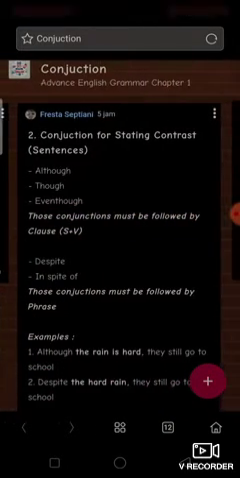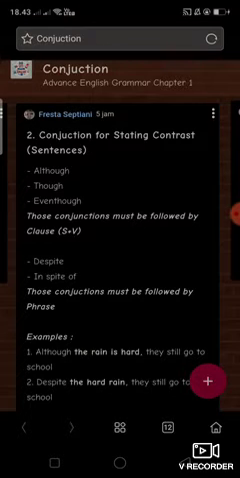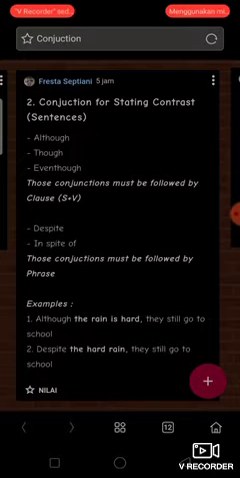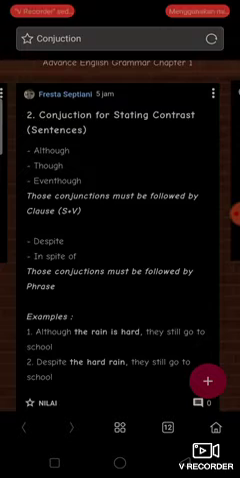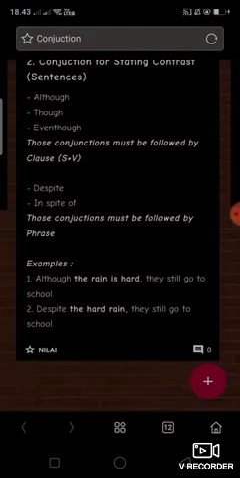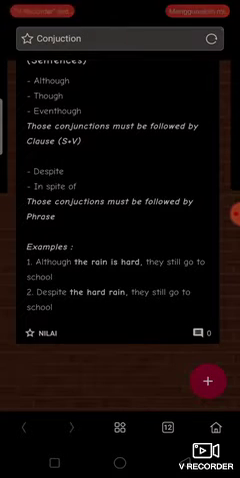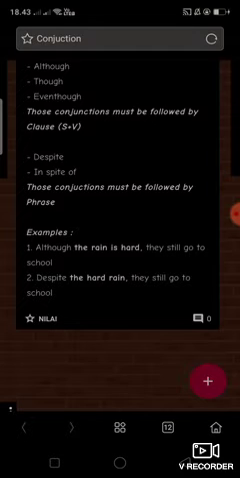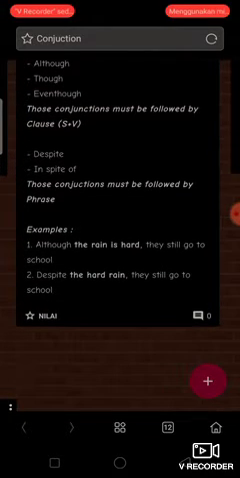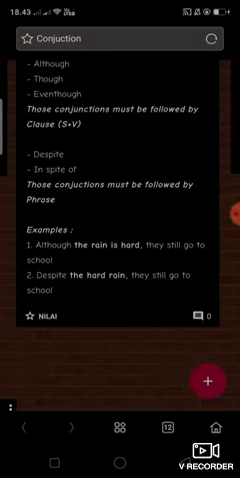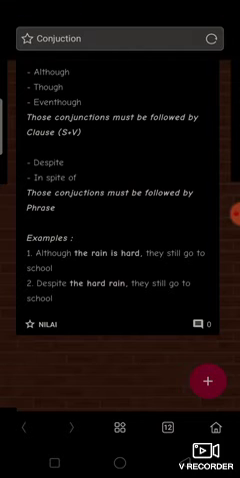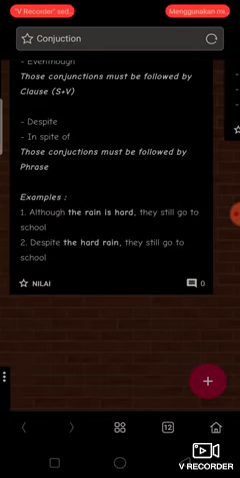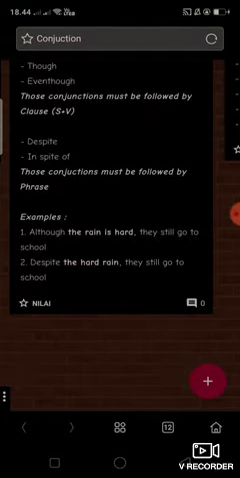And then continuing with the second function of conjunction, that is for stating a contrast sentence. The conjunctions are although, though, even though, and these must be followed by a clause, subject plus verb. Then there are despite and in spite of, and these must be followed by a phrase. For the examples, the students can look for the differences in the use of although and despite. For example, the first one: although the rain is hard. It means that although is followed by a clause because the rain is hard is a clause, right? The second one: despite the hard rain. It means that despite must be followed by a phrase because the hard rain is a phrase, right?